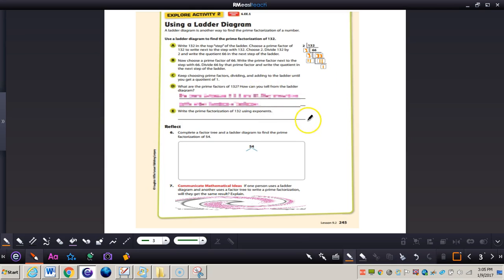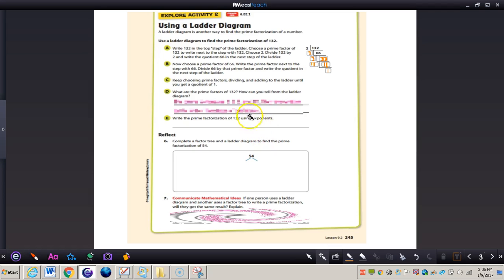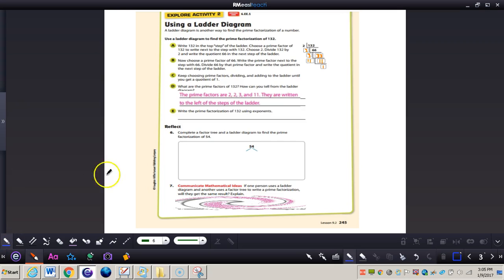Now let's take a look at what are the prime factors of 132. And how can you tell from the diagram? The prime factors are 2, 2, 3, and 11. And how can you tell from the diagram? They are written to the left of the steps of the ladder. So taking a look at letter E, write the prime factorization of 132 using exponents. So we have 2 squared times 3 times 11.